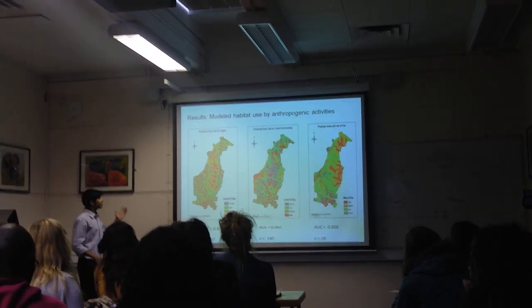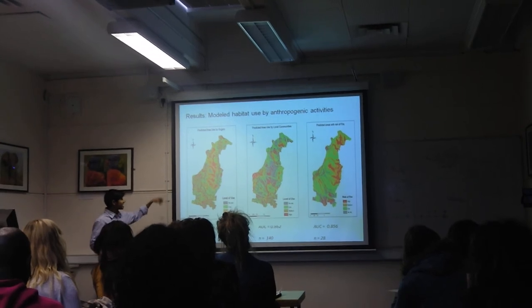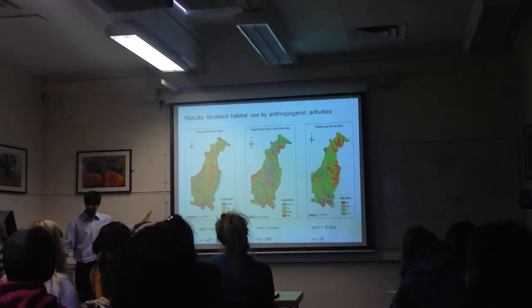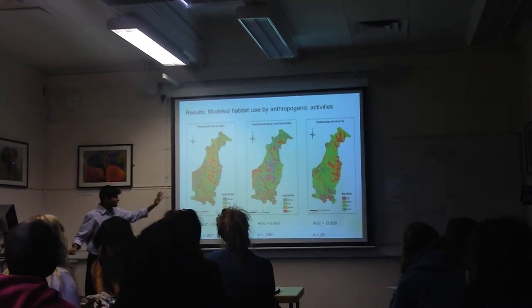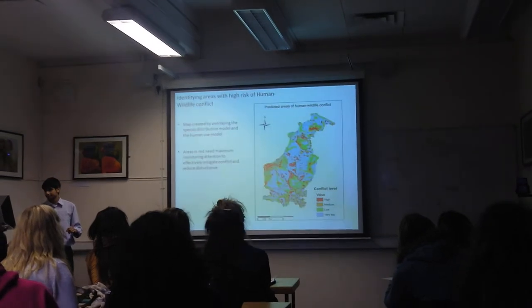Then these are the results of my model of habitat use by anthropogenic activities. The areas in red again are the areas with the highest anthropogenic activity occurrence. And as you can see, they are quite widespread. And again, my AUC values and the sample sizes.